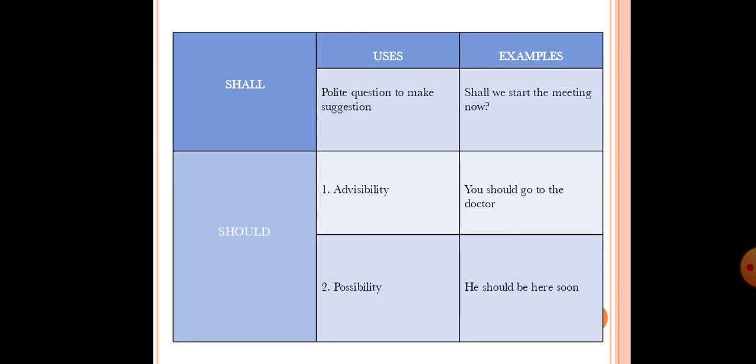And should uses polite question to make suggestion. Example, shall we start the meeting now? And should uses advisability and possibility. Advisability examples, you should go to the doctor. Kamu seharusnya pergi ke dokter. Possibility, he should be here soon.